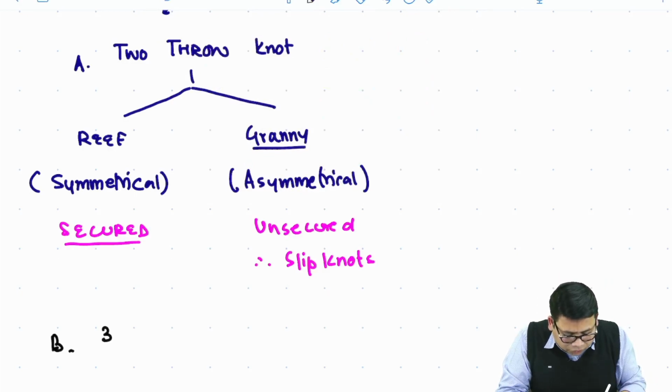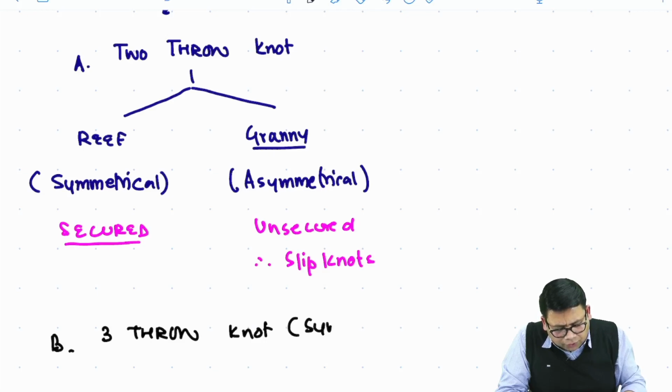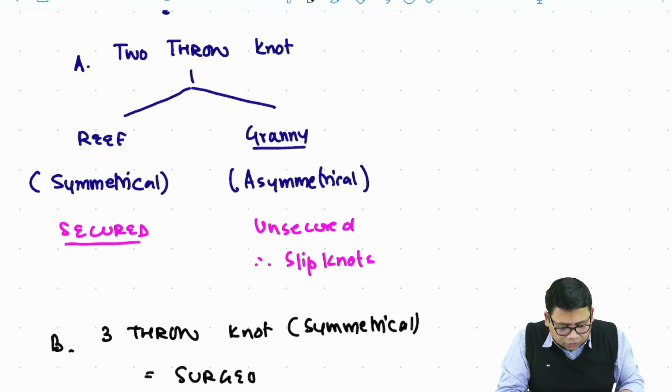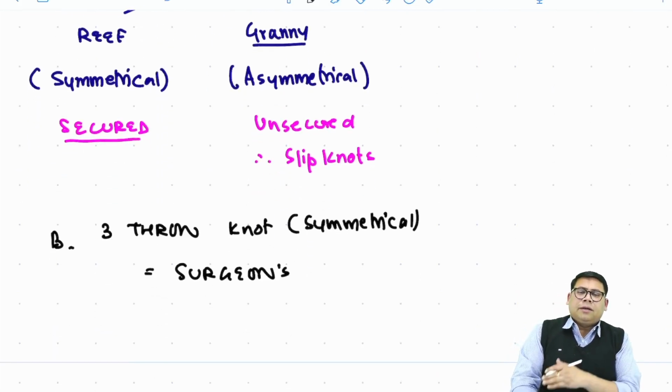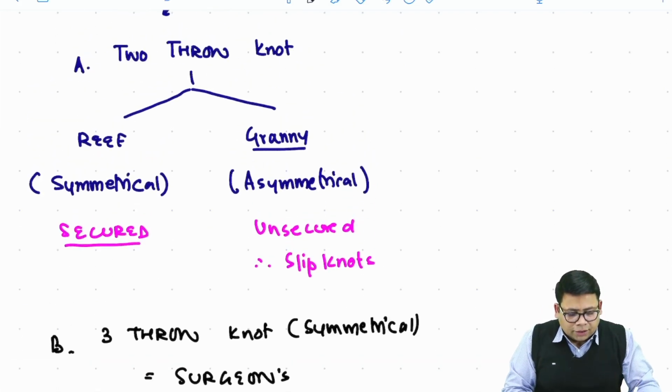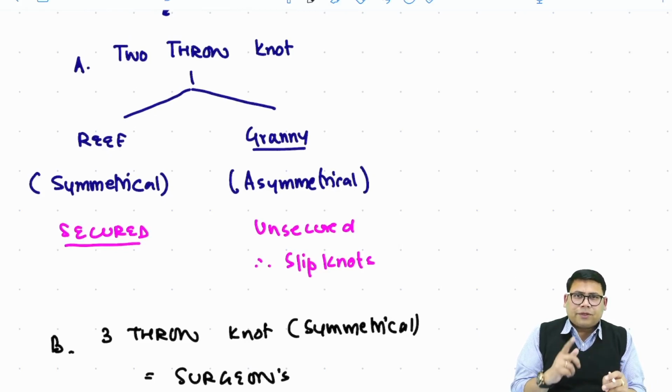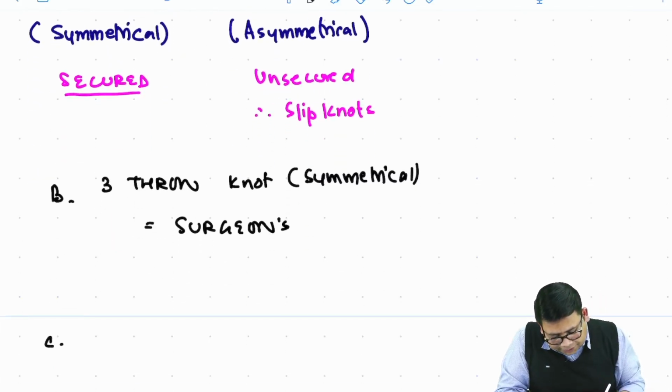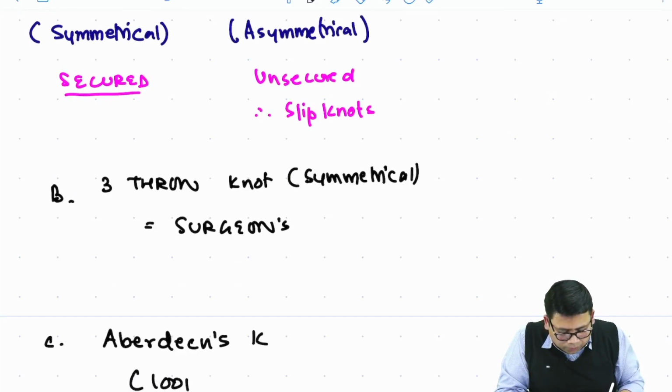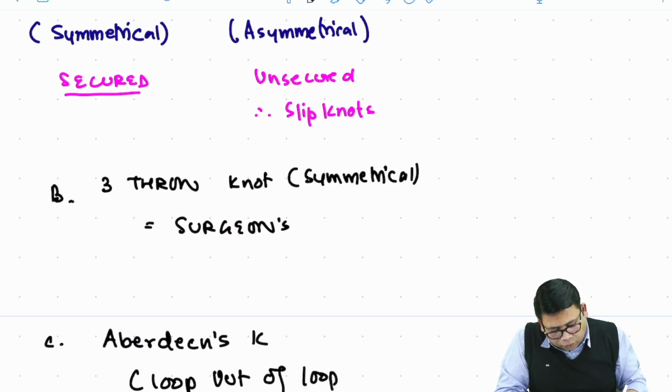Then we have a 3-throw square knot, or you can say 3-throw knot. When you talk about 3-throw symmetrical knot, what is that knot known as? That's a surgeon's knot. Now what is the difference between a surgeon's knot and a reef knot? In reef knot, there are two symmetrical throws. What is the concept of two symmetrical throws? I will define it to you. The third is Aberdeen's knot. When we talk about Aberdeen's knot, it is loop out of loop knotting. So loop out of loop knotting, this is what is very, very, very important.